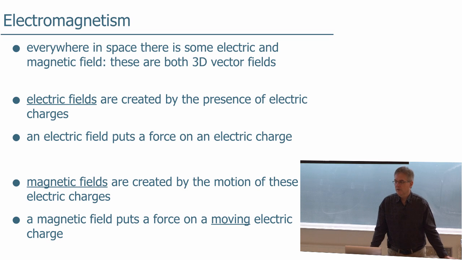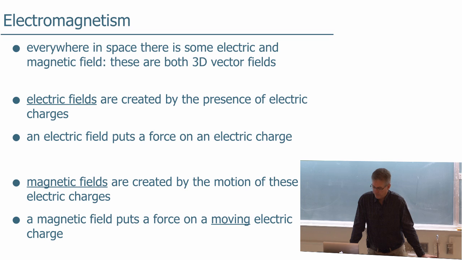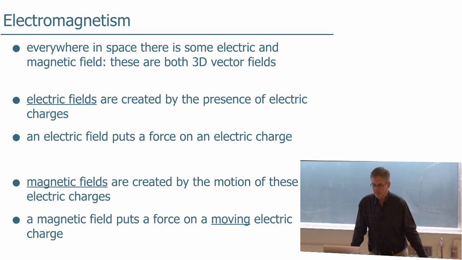So yes, we are going to talk about electric and magnetic fields, and these are vector fields. Somewhere, everywhere in space, there is some value of the electric and magnetic field. No matter where you are, it has some value at any moment. Now, electric fields are created by the presence of electric charges. Just having them around gives you an electric field. An electric field can put a force on an electric charge, as we'll see in great detail today.